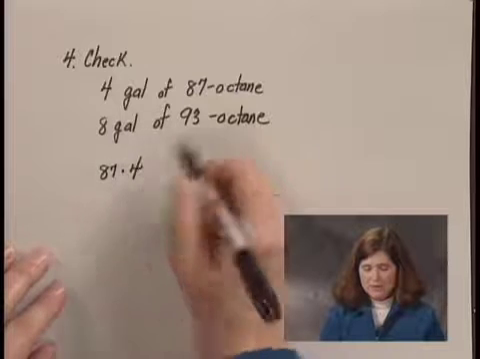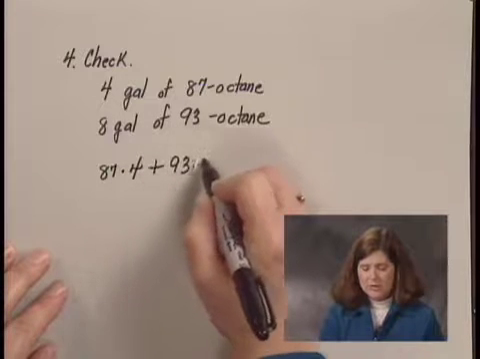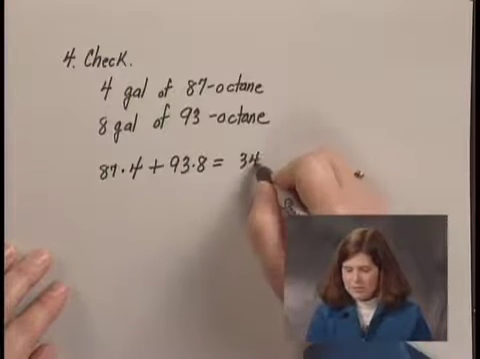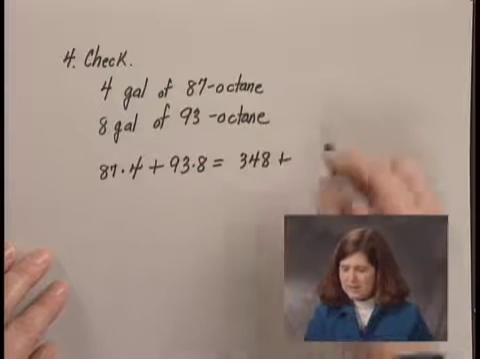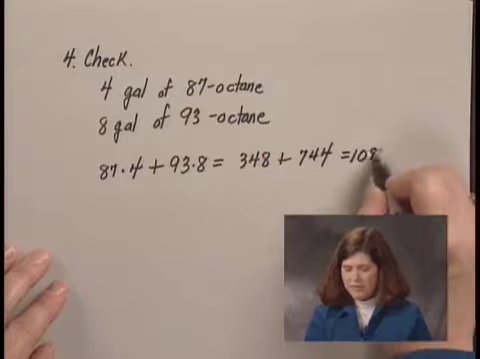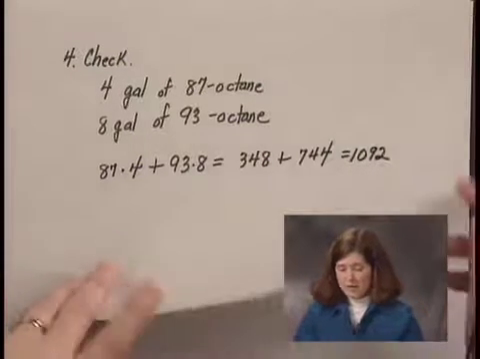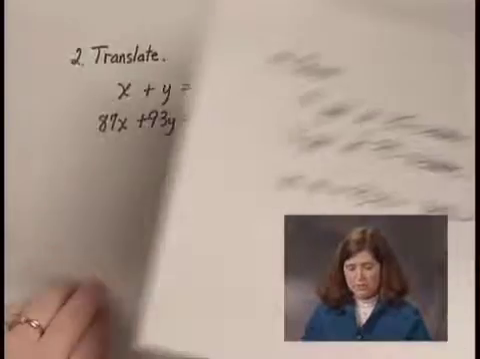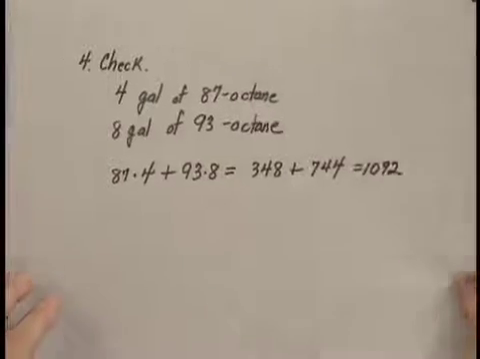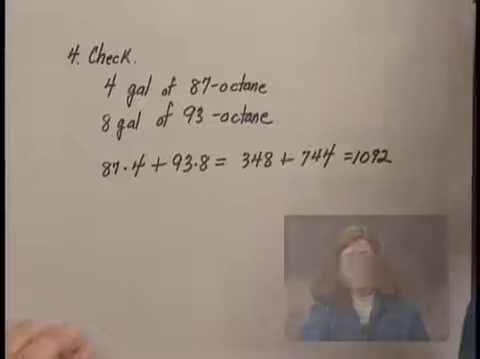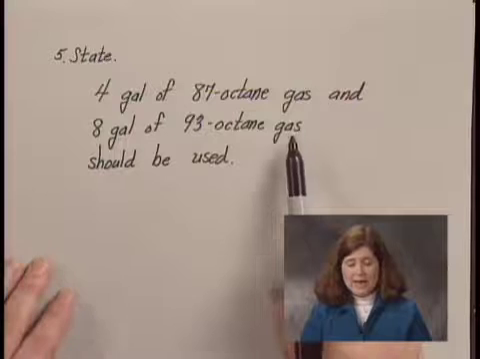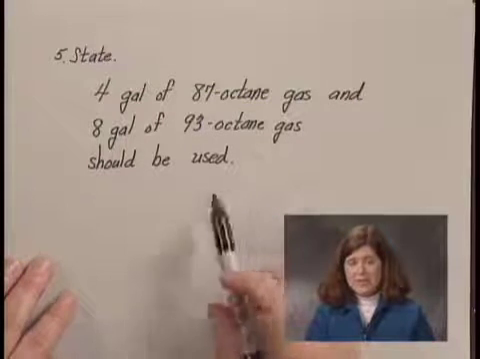87 times 4 plus 93 times 8. If I multiply 87 times 4, I get 348. Multiply 93 times 8, I get 744. And when I add, I get 1,092. Now that was what we calculated as the octane rating of the mixture, 12 times 91. So these numbers check. And I can state then that 4 gallons of 87 octane gas and 8 gallons of 93 octane gas should be used.